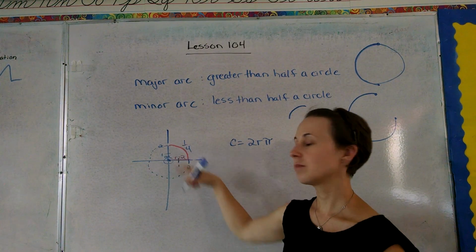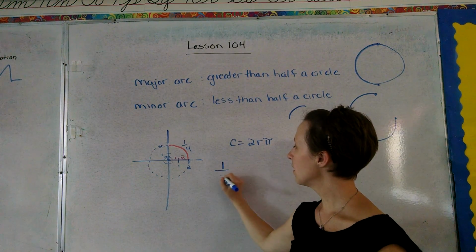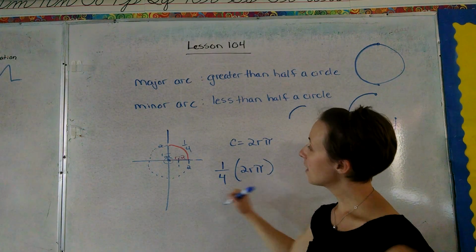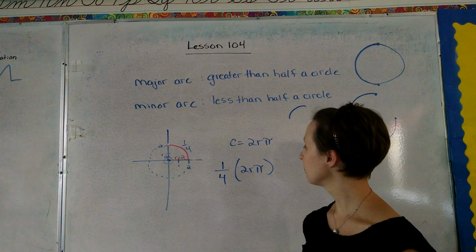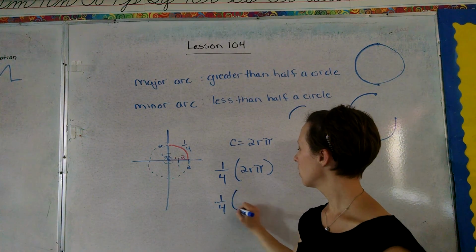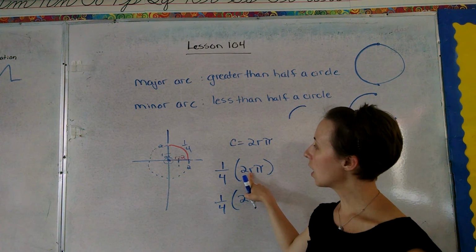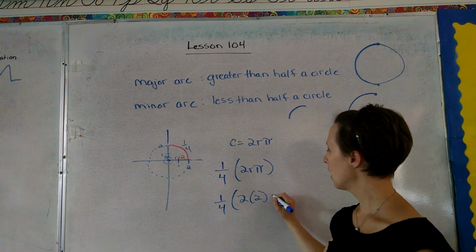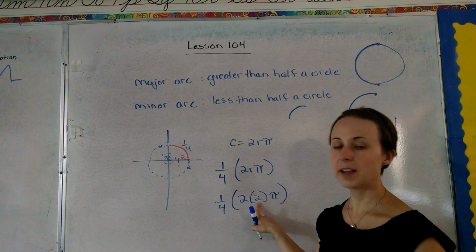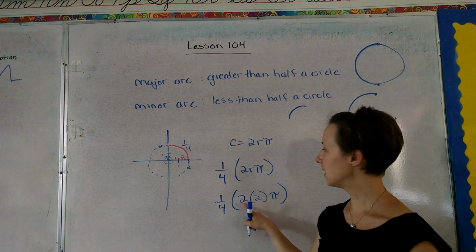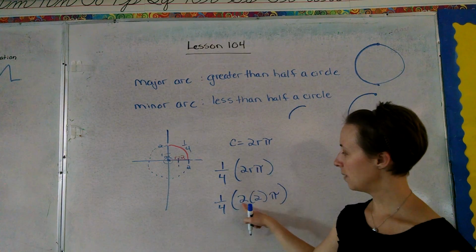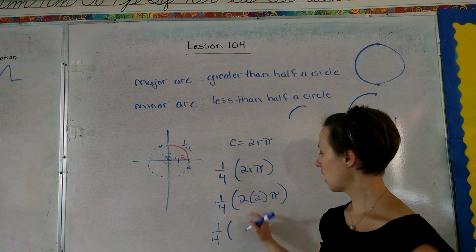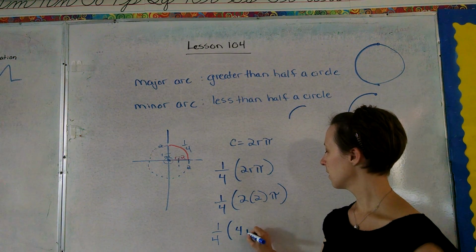So if I was to find the measure of this arc, it would be 1/4 of the whole circumference. Using my circumference formula, let's take 1/4 of 2r pi. That should give me the measure of the arc. Well, 1/4 times 2 times r. Let's see, my radius here happens to be 2 times pi. Notice I put my 2 in parentheses, so I wouldn't think this was 22. I need to multiply 2 times r, which means I need to multiply 2 times 2. That's going to be 1/4 times 2 times 2 is 4 times pi.